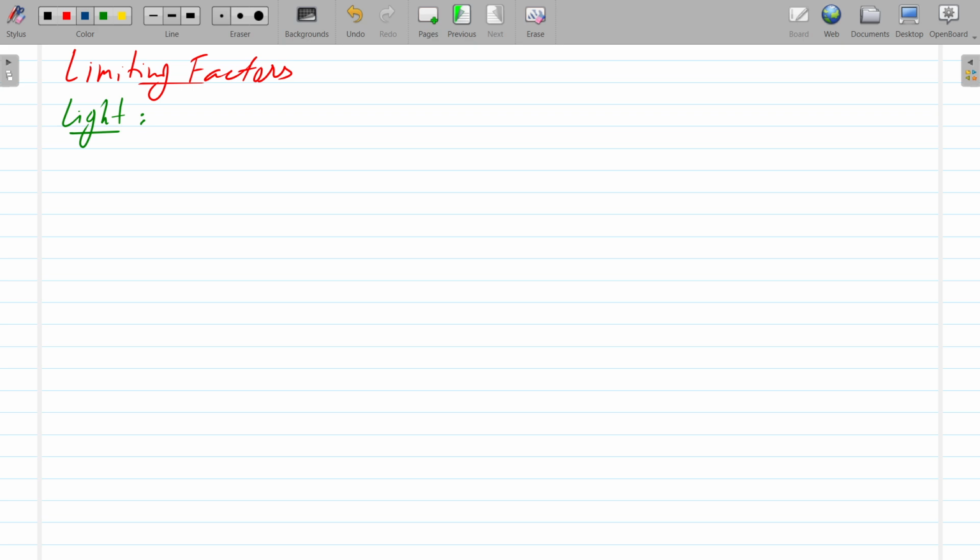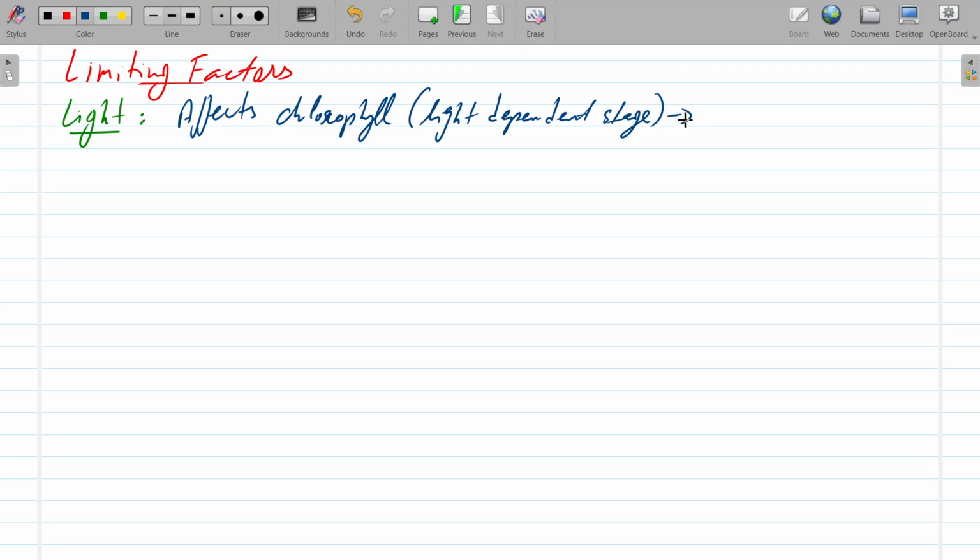Right, so light intensity affects chlorophyll because it gets excited and releases its electrons, the cyclic and non-cyclic photophosphorylation, and it produces reduced NADP and ATP. So light affects chlorophyll, right, in the light dependent stage, obviously. Which affects the production of reduced NADP and ATP.